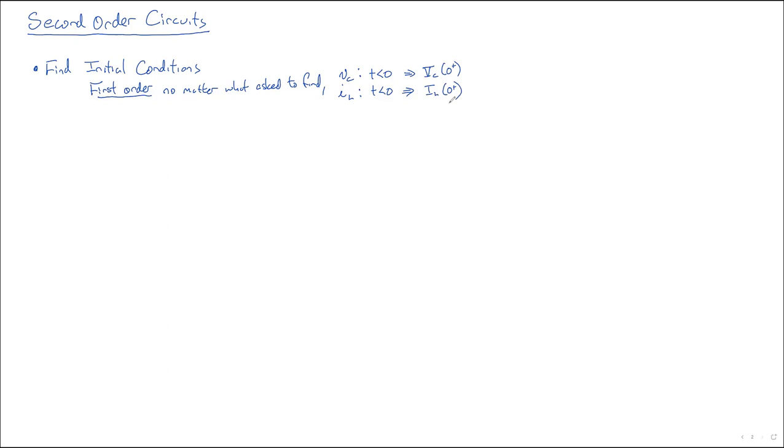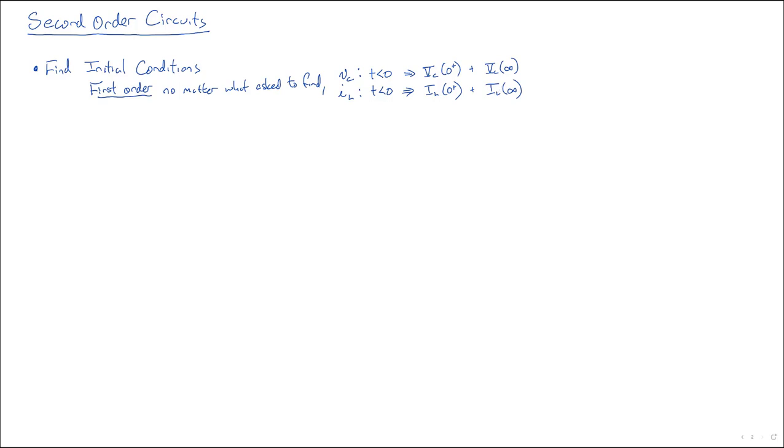And then you also found V sub C at time equals infinity, or you found I sub L at time equals infinity. And so those were the two initial conditions you had: V sub C 0 plus, V sub C at infinity, I sub L at 0 plus, I sub L at infinity.